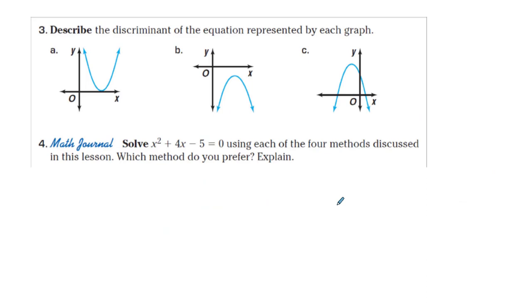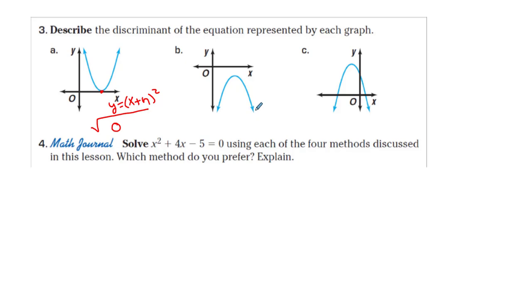So number 3, describe the discriminant of the equation represented by each graph. This is what I kind of went over on the first page. If you have the pattern where this comes down and just hits the x-axis at one place, that's a perfect square trinomial pattern. That's going to actually be y equals x plus n squared. But in terms of the discriminant, when we try to do the quadratic formula to find that, this is the one where we get a 0 when we simplify the b squared minus 4ac part.